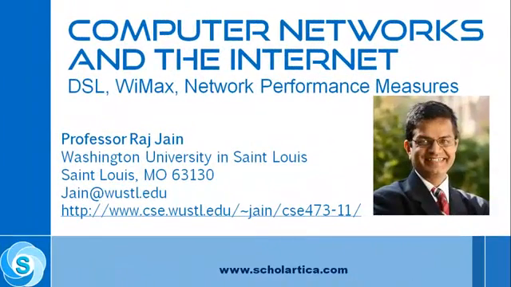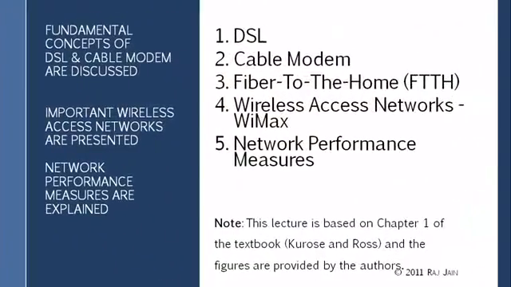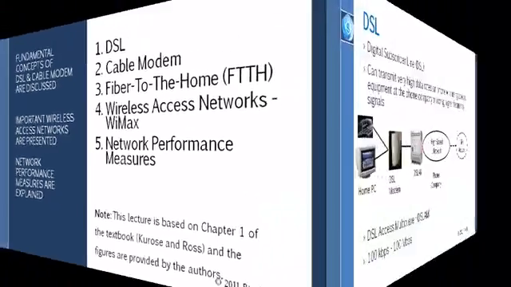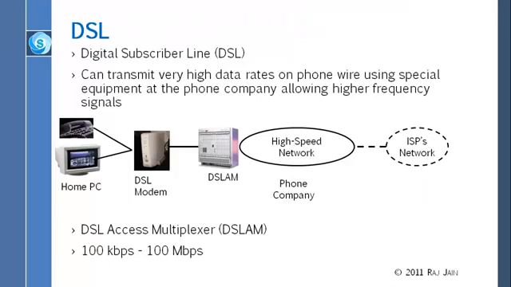DSL. So the one way to increase the speed is to make this line digital, the access line digital. And basically that's what the phone company did.